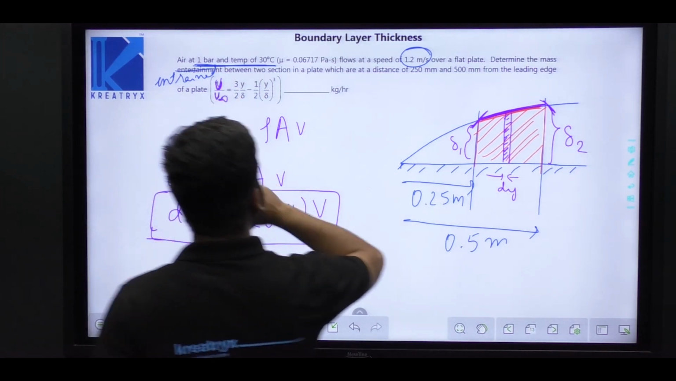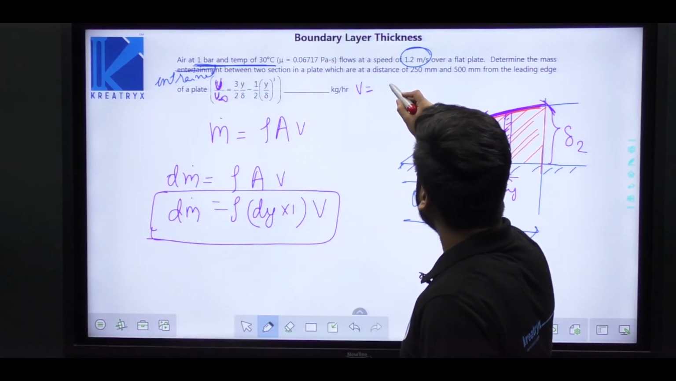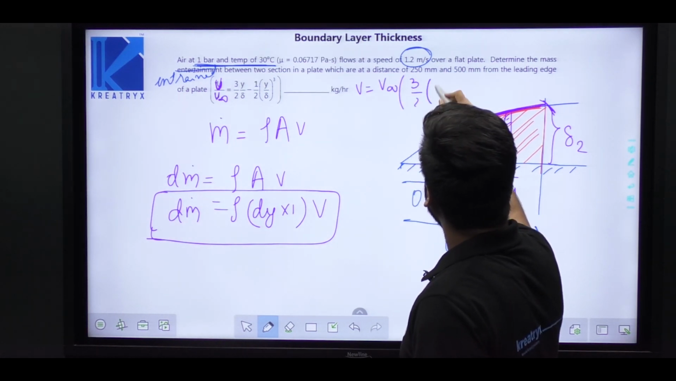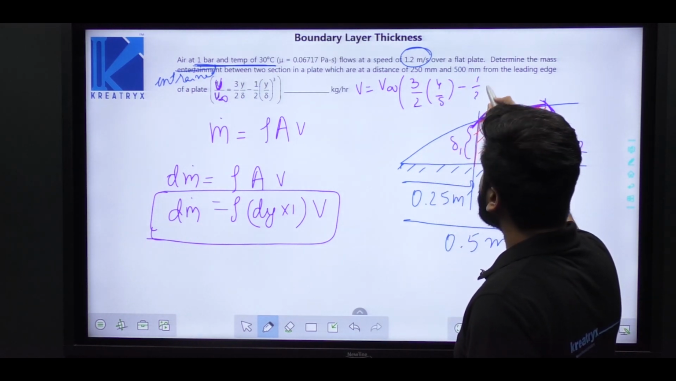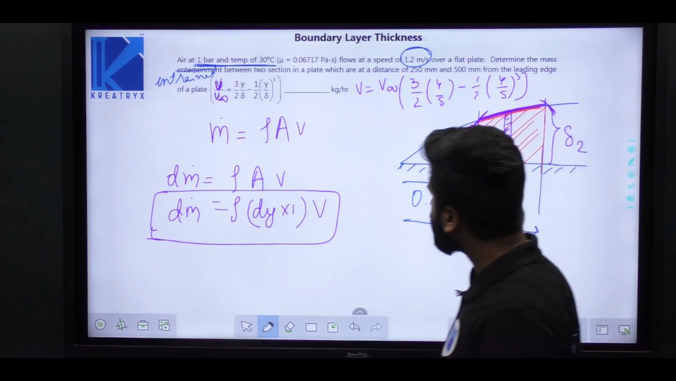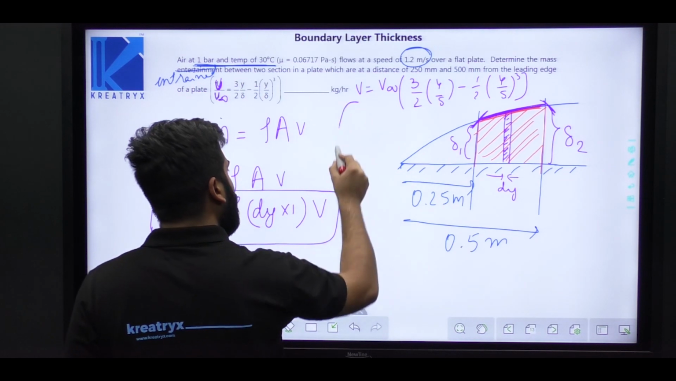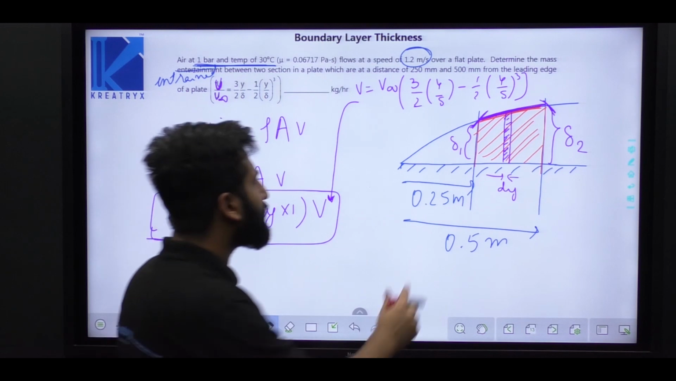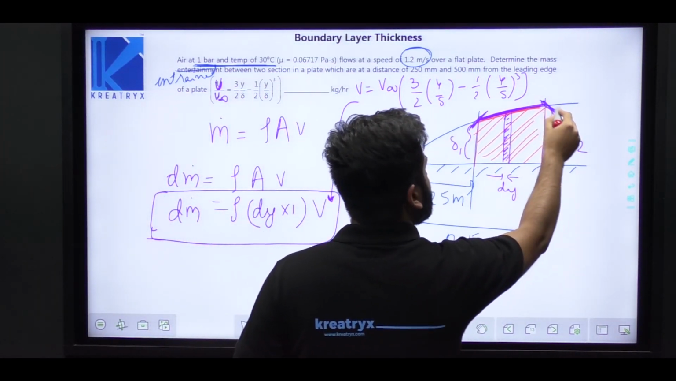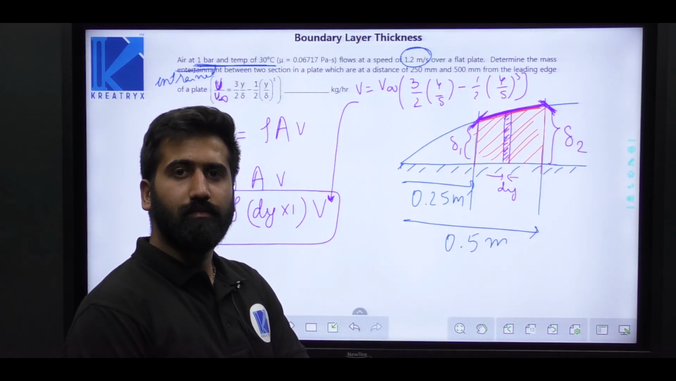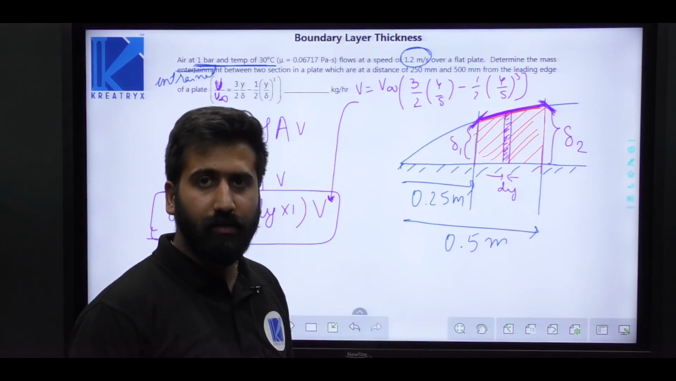This is V infinity. So V becomes V infinity into 3 by 2 y by delta minus 1 by 2 y by delta whole cube. So put this V here, and if you integrate this between these limits, you will get the mass entrapped. It's a very simple question.